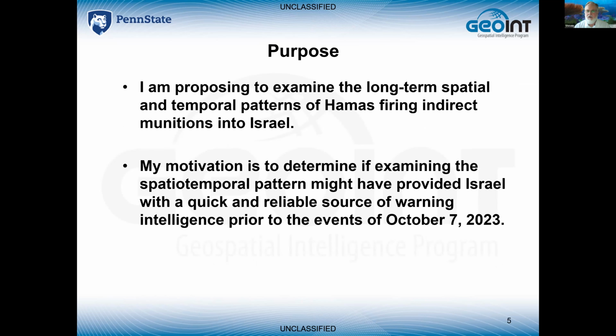The purpose here is to examine the long-term spatial and temporal patterns of Hamas firing indirect munitions into Israel. So I'm looking at space and time. My motivation is to determine if examining the spatial temporal pattern might have provided Israel with a quick and reliable source of warning intelligence prior to the events of October 7th.